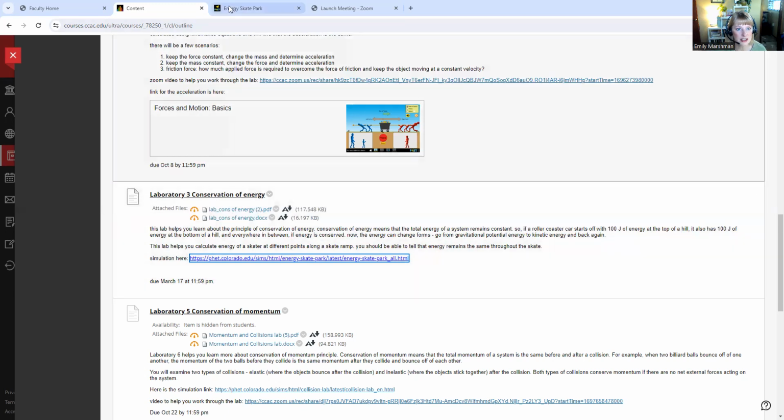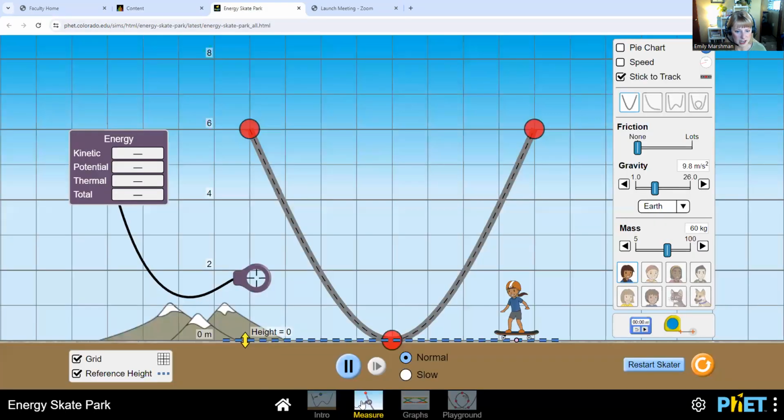When you click on the link for the laboratory, you will go here and then click on the one that says measure. This is going to allow you to measure the energies at different points along the path. You want to click stick to track, keep the track a U shape. Initially, we're going to have no friction. And our gravity is the gravity on Earth, 9.8 meters per second squared. And make sure the mass of the skater is 60 kilograms.